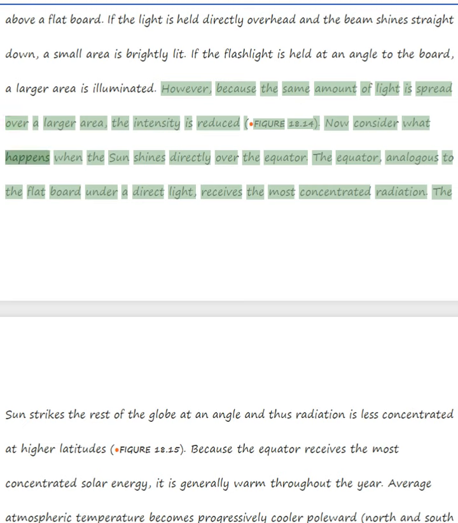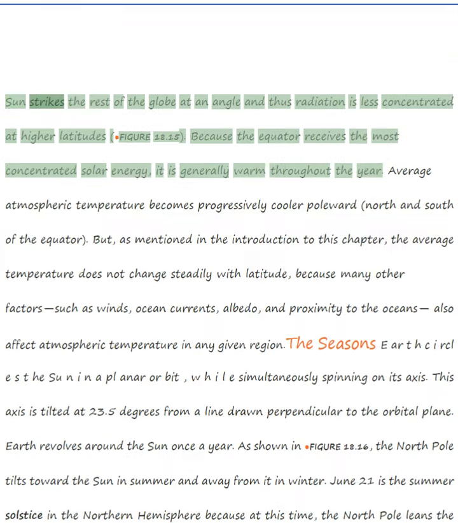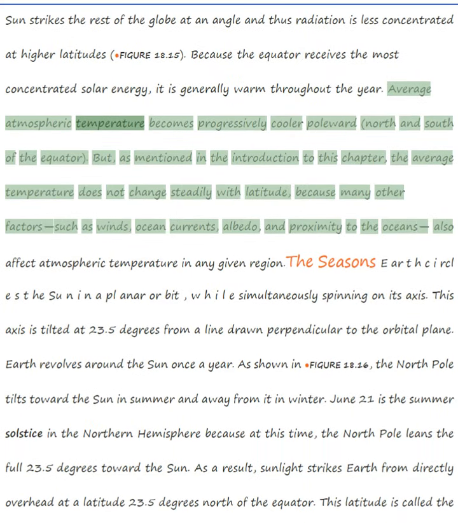Now consider what happens when the sun shines directly over the equator. The equator, analogous to the flat board under a direct light, receives the most concentrated radiation. The sun strikes the rest of the globe at an angle and thus radiation is less concentrated at higher latitudes. Because the equator receives the most concentrated solar energy, it is generally warm throughout the year. Average atmospheric temperature becomes progressively cooler poleward.